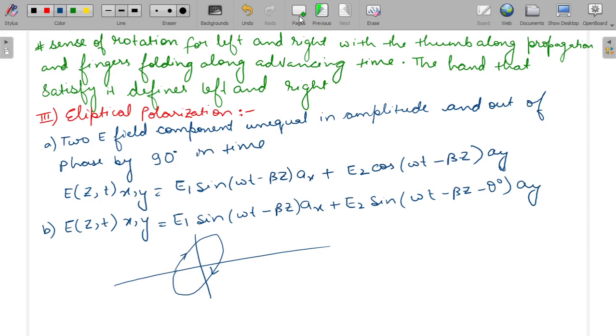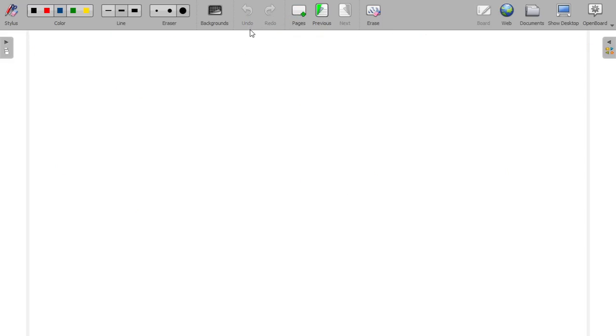Coming to our next topic, this topic is over, wave polarization is over. Now the next topic is reflection or transmission of EM waves.